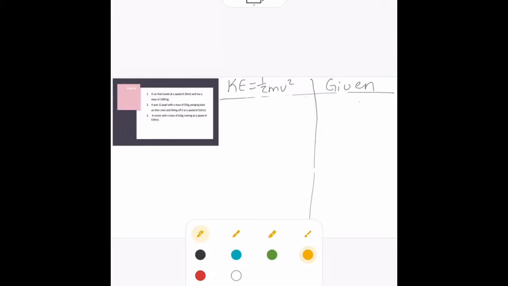Okay, let's do number 2. So on number 2, alright, we have a year 11 pupil with a mass of 55 kilograms swimming back on the chair, falling off of it at a speed of 0.6 meters per second. Let's be green this time. Alright, so we have KE on this side, M and V again. Our KE, we don't know, one giant question mark once again. M this time is going to be 55 kilograms. And then my V is 0.6 meters per second.